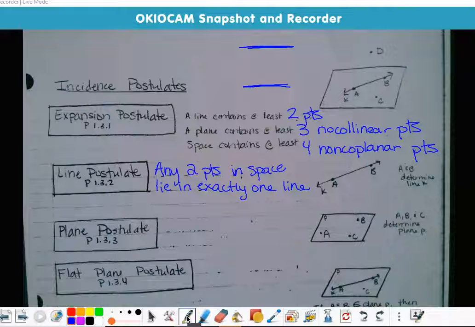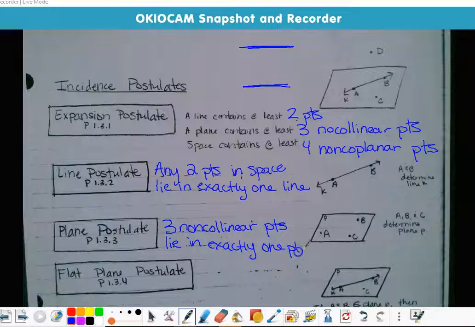The plane postulate is about 3 non-collinear points. What's non-collinear mean? Not in a line. Good. So the plane postulate: 3 non-collinear points lie in exactly one plane. So it's the same thing. I can't get multiple planes out of it. I just get one plane out of any 3 points.